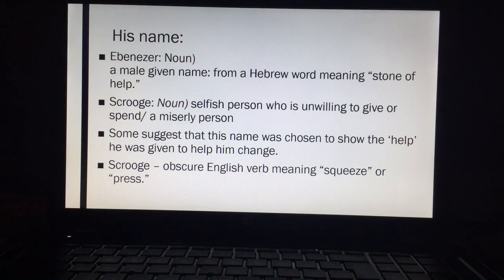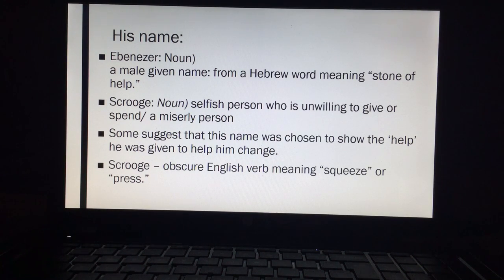If we begin with his name, then, we have obviously his surname and his forename. So we've got Ebenezer Scrooge. Ebenezer is a noun and it is a male given name and is from a Hebrew word meaning stone of help. Scrooge is obviously also a noun, and that means a selfish person who is unwilling to give or spend, or a miserly person. Now, some people suggest that this name was chosen to show the help that he receives from the ghosts. So remember, stone of help.